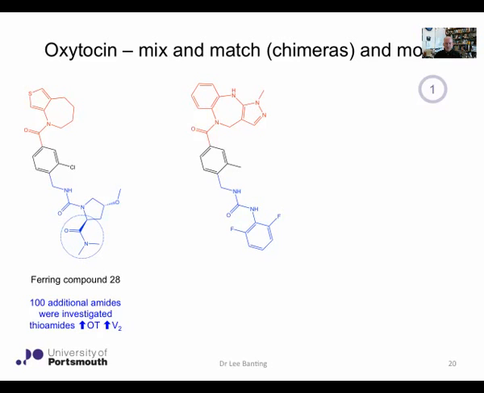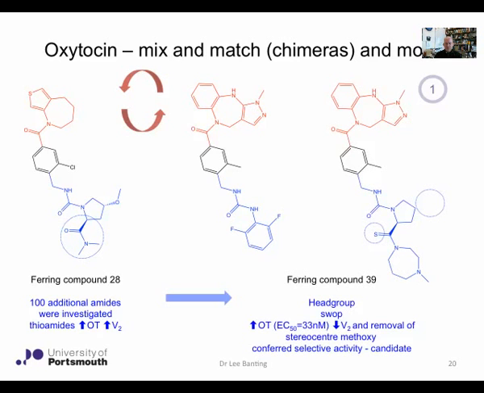engineering. So this compound, by swapping the head groups round, the head group swap made a very potent oxytocin receptor agonist and decreased substantially the vasopressin 2 agonism. It led also to a compound, this is Ferring compound 39, that also led to a removal of a stereocenter, and stereocenters within molecules can be problematic, and it conferred selective activity, and this became the candidate compound for Ferring's progression towards a drug.